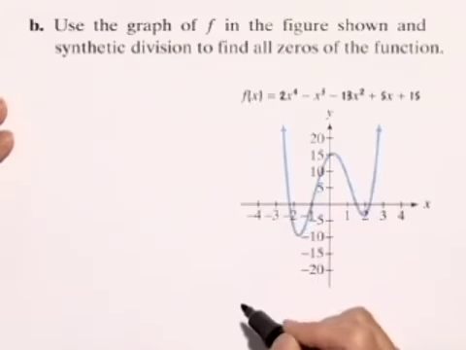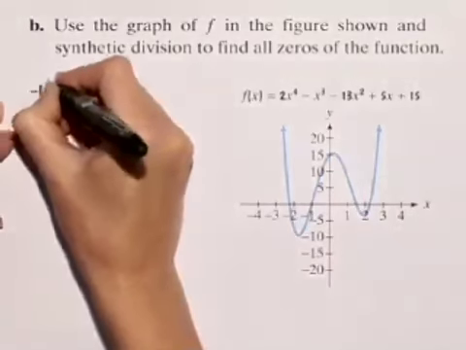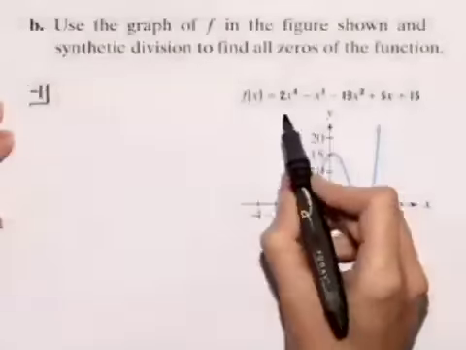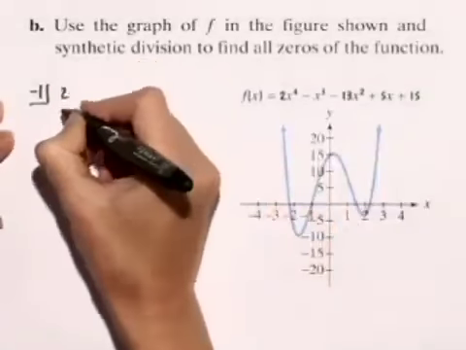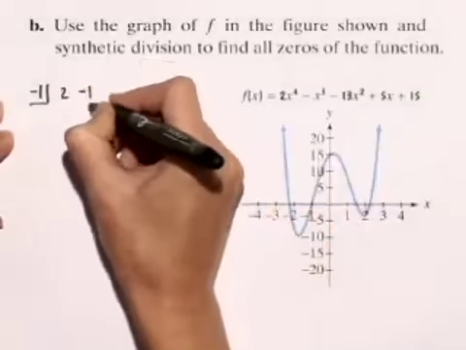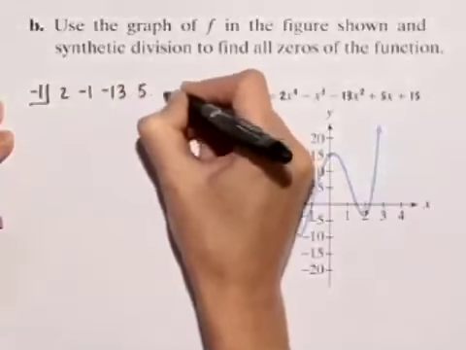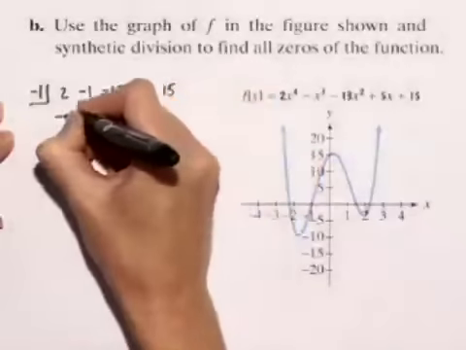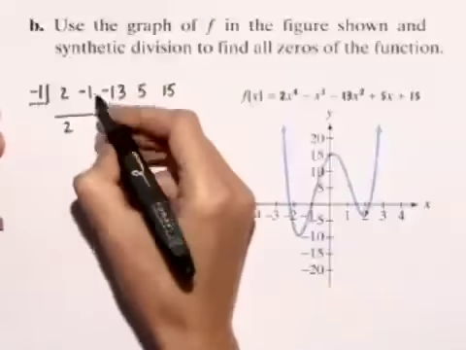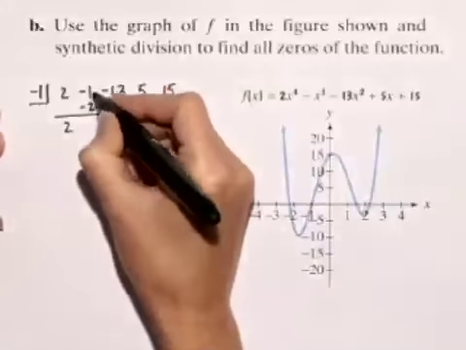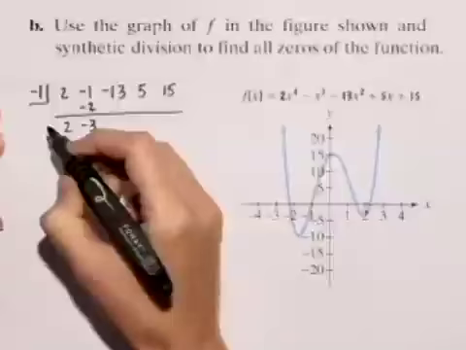of our function. So we're going to use -1 with synthetic division, and we're going to use our coefficients right here given. So we'll have 2, -1, -13, 5, and 15. We'll bring down the 2. -1 times 2 is -2. We add -1 plus -2 and get -3.